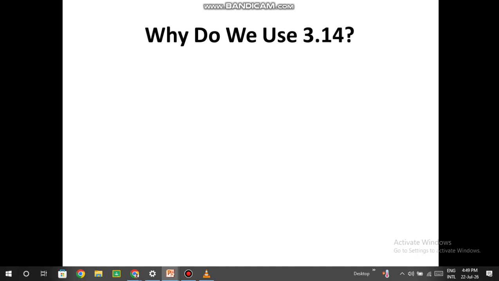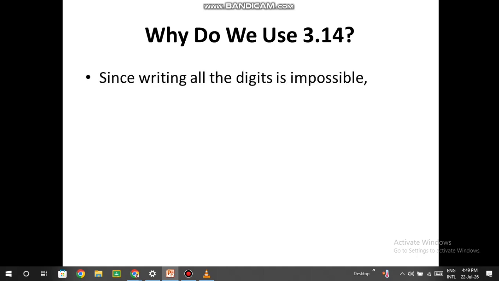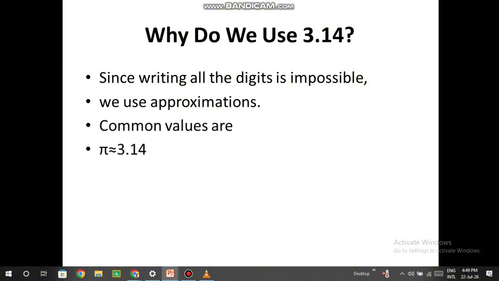Why do we use 3.14 then? Since writing all digits is impossible, we use approximations. Common values are 3.14, and the fractional equivalent of 22 upon 7, which is 22 upon 7, but it is actually not exactly equal. That's why there is a symbol of approximation.